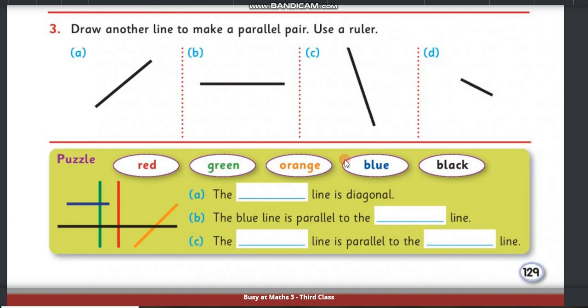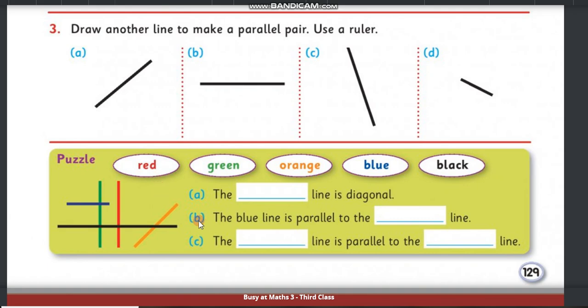Okay, our final puzzle here asks us to compare some of the lines. Okay, so we're identifying which line is diagonal. Okay, so have a look at these lines. We have vertical, horizontal and diagonal lines here. Your job is to identify which one is diagonal.